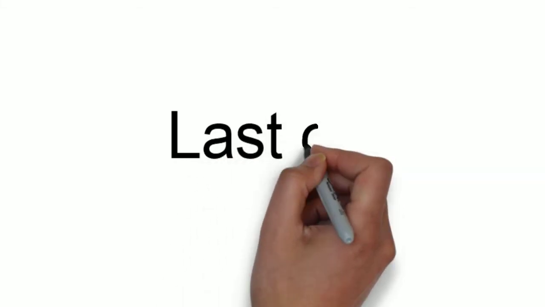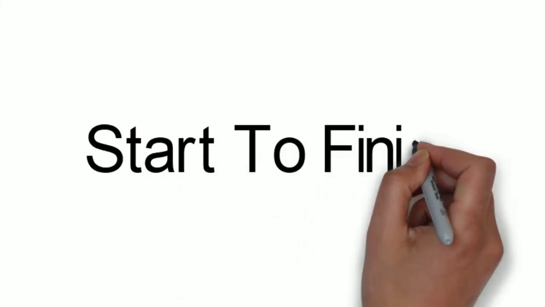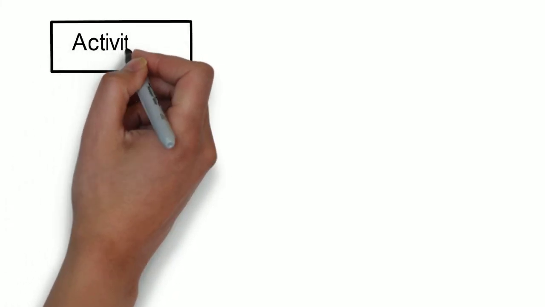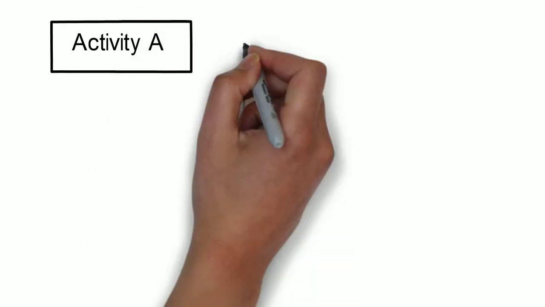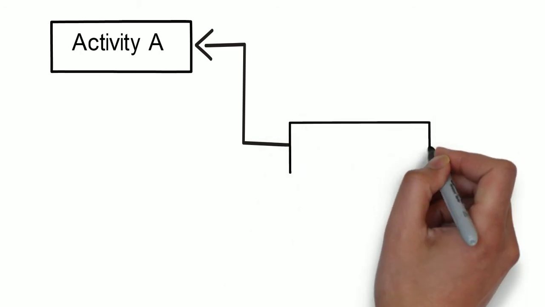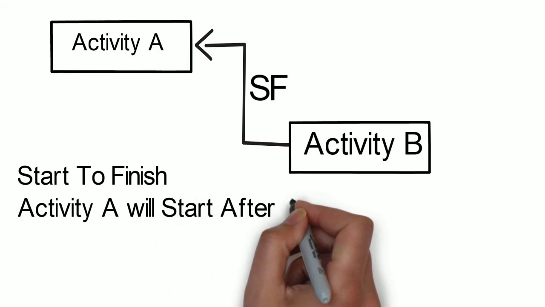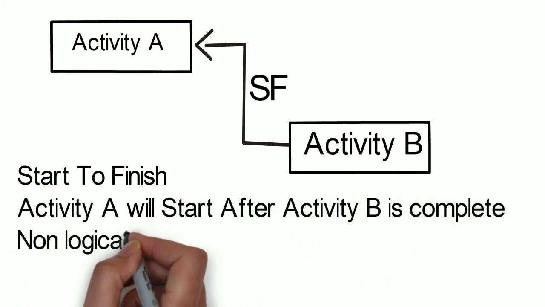Last one is start to finish, a non-logical relation. Let us consider activity A will start after the completion of activity B, which is a non-logical relationship. This relationship represents SF, start to finish. Activity A will start after activity B is complete. Non-logical relationship.